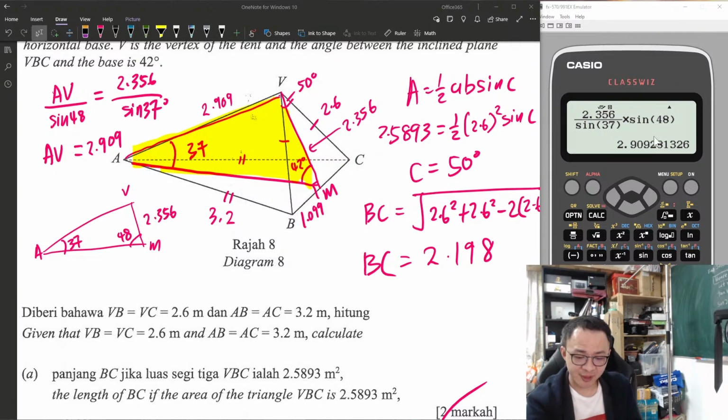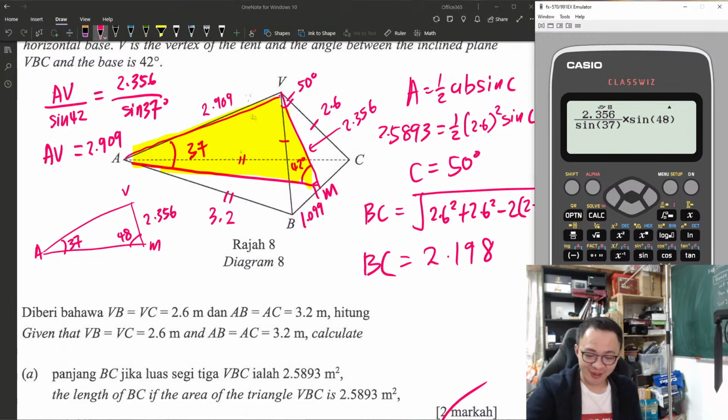Sine 37, sine 48. Why is the answer not the same? Is it 48 or 42? Oh my god, it's 42. Sorry, I saw it wrongly. It's 42 degree. It suddenly became 48.